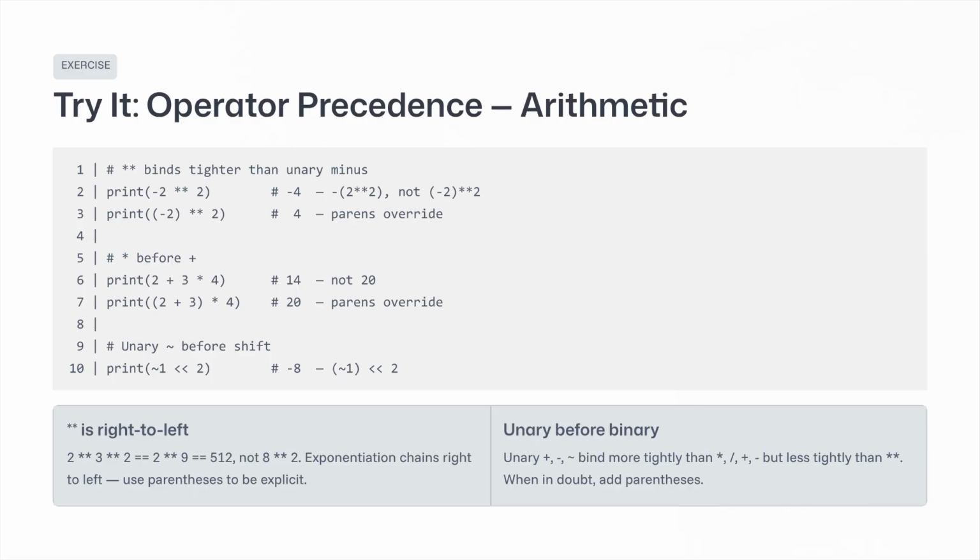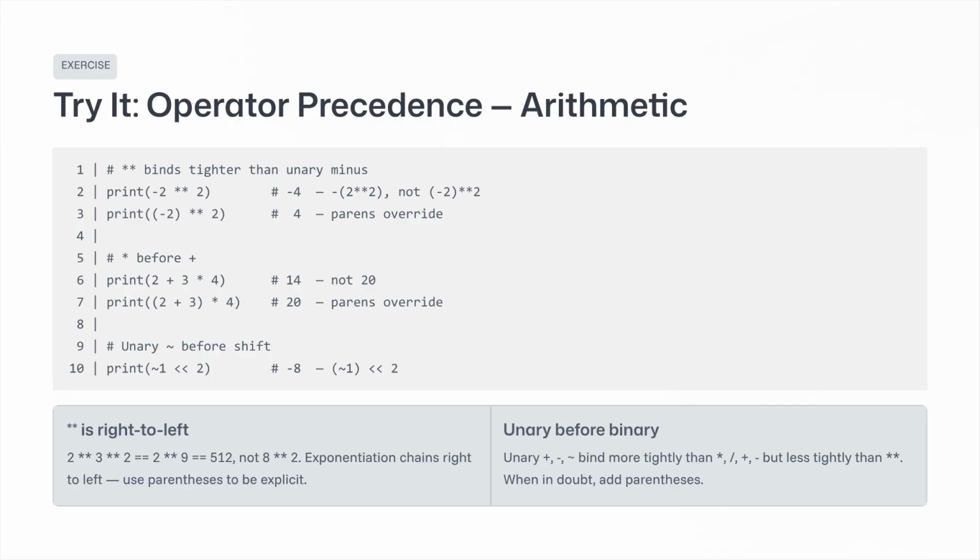Arithmetic precedence in action. Line 2, -2 double star 2 is -4. Double star binds tighter than unary minus, so it's -(2 squared), not (-2) squared. Line 3, parens -2 parens double star 2 is 4. Parens override. Line 6, 2 plus 3 times 4 is 14.